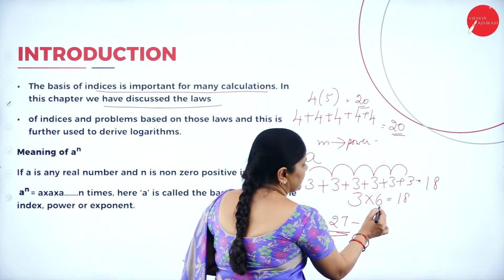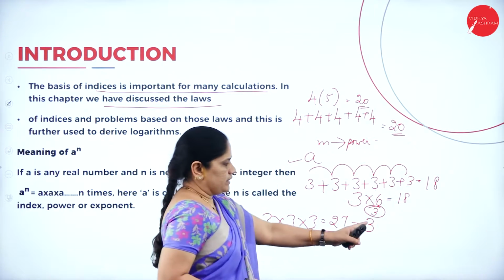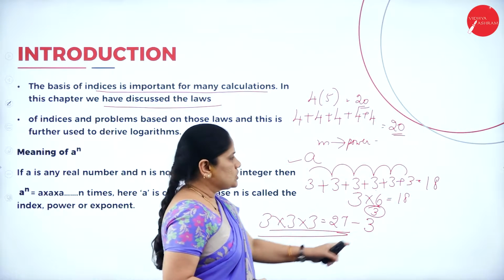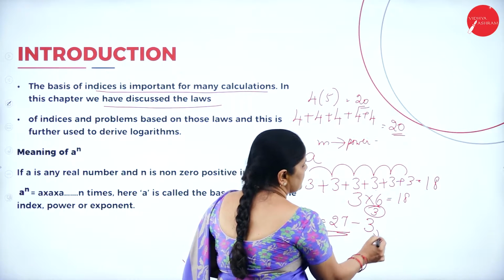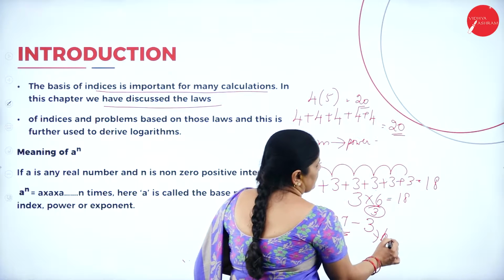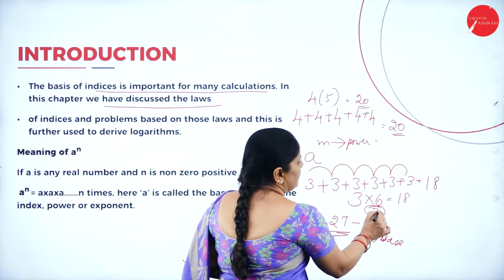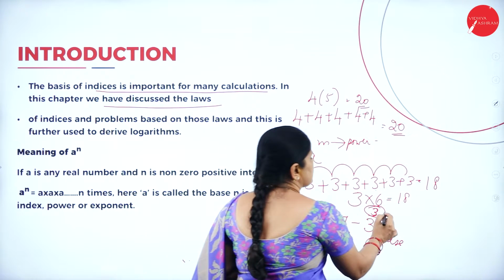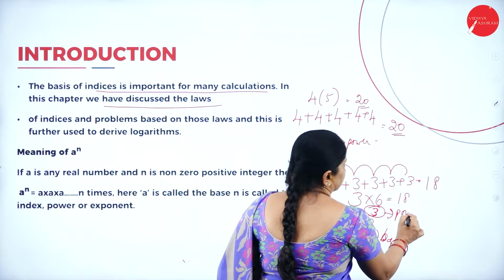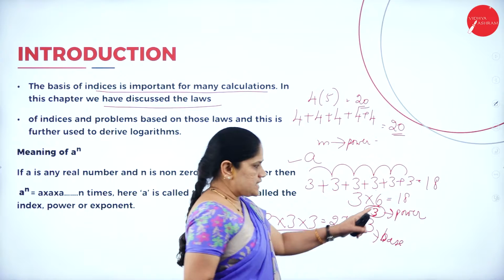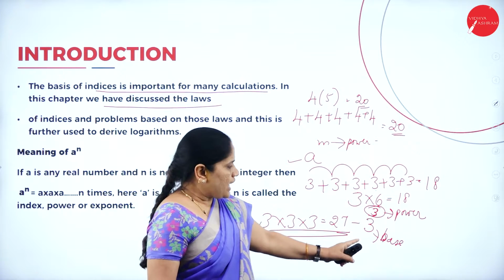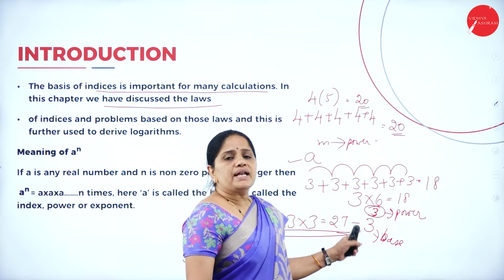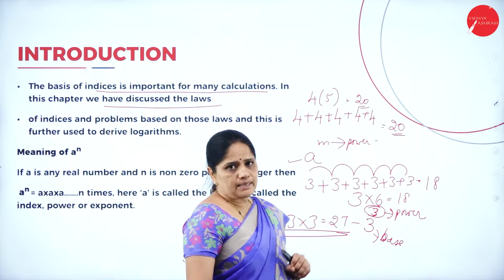So, this is the number. This number we call as the base, and the number which you are writing on top of the number, that is called as the power. So when I see this power, I should understand that this number has to be multiplied 3 times.